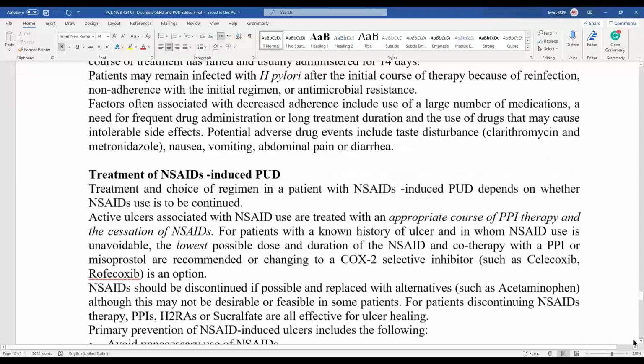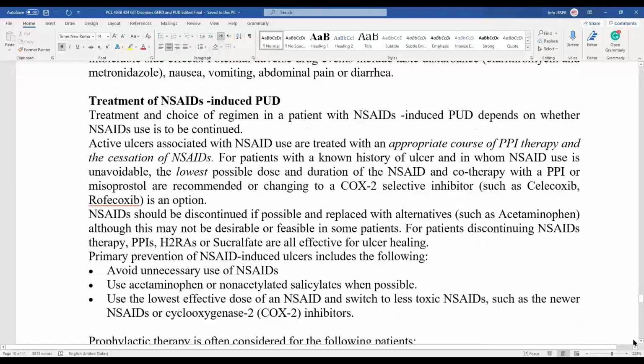Then for the non-steroidal anti-inflammatory drug-induced peptic ulcer disease, this will depend on whether the NSAID is to be used continuously. Then there may be need to change the NSAID to a COX-2 selective inhibitor. That is, if the patient, like elderly patients with arthritis or something, needs to continue using the NSAID, they may need to change to the COX-2 selective inhibitor. But where the patient can stop the use of NSAID, definitely that will be the best thing to do.